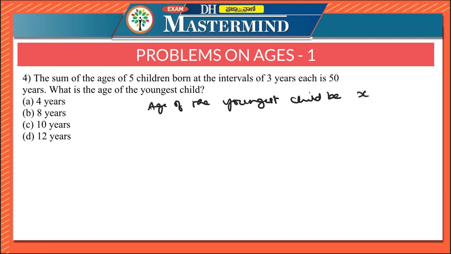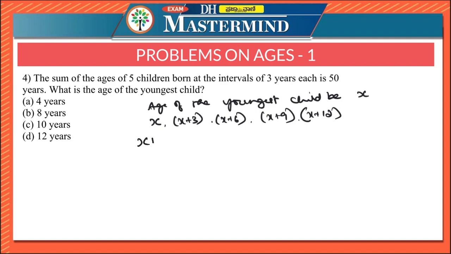So then, as per the condition, the children are born at intervals of 3 years, and there are 5 children. Therefore, the ages of all the 5 children will be X, X plus 3 years, X plus 6 years, X plus 9 years, and then X plus 12 years. So totally there are 5 children, and the difference between two kids placed next to each other is 3 years. Now, according to the condition, the sum of the ages of all these children should be 50 years. So let us see.